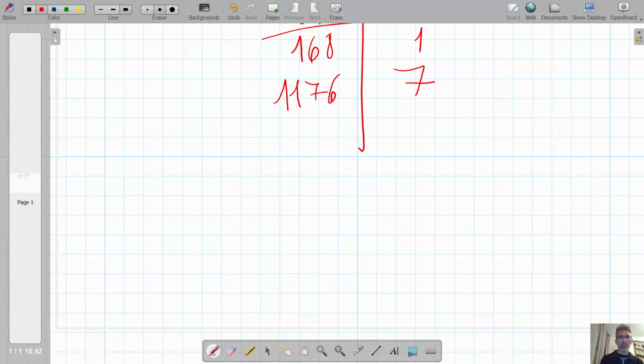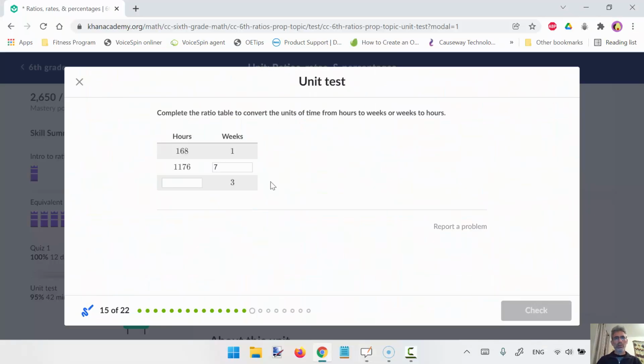Now we have to multiply 3 by 168 hours. 3 weeks. So 8 times 3 is 24. 3 times 6 is 18 plus 2 is 20. 3 times 3 is 500 hours.